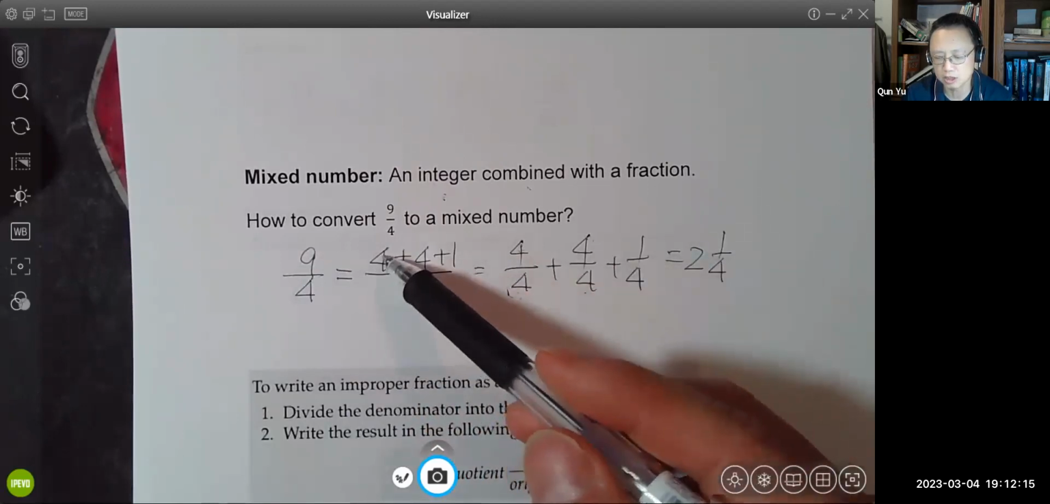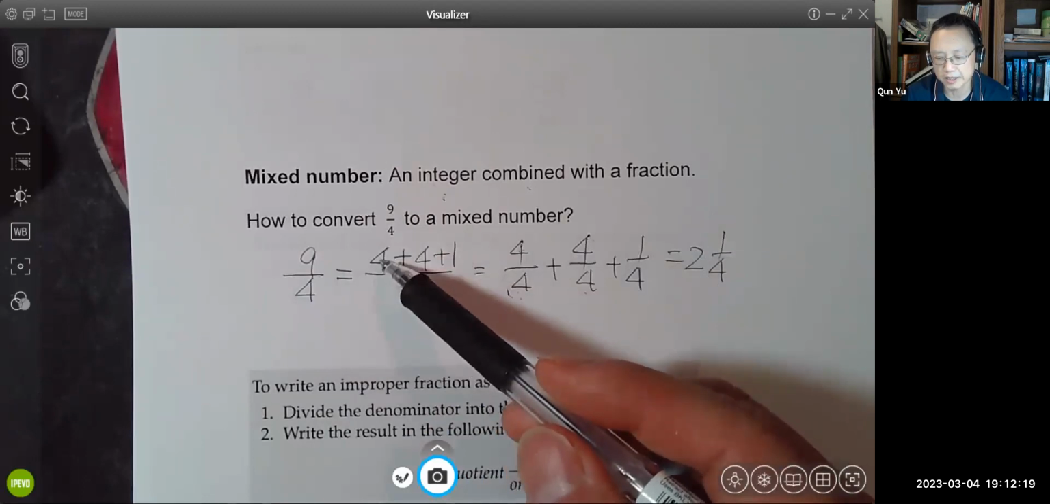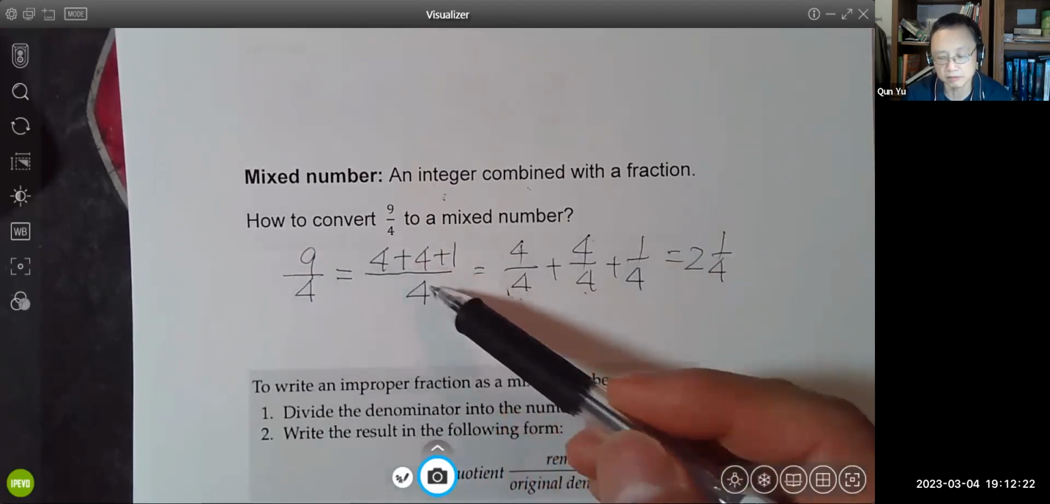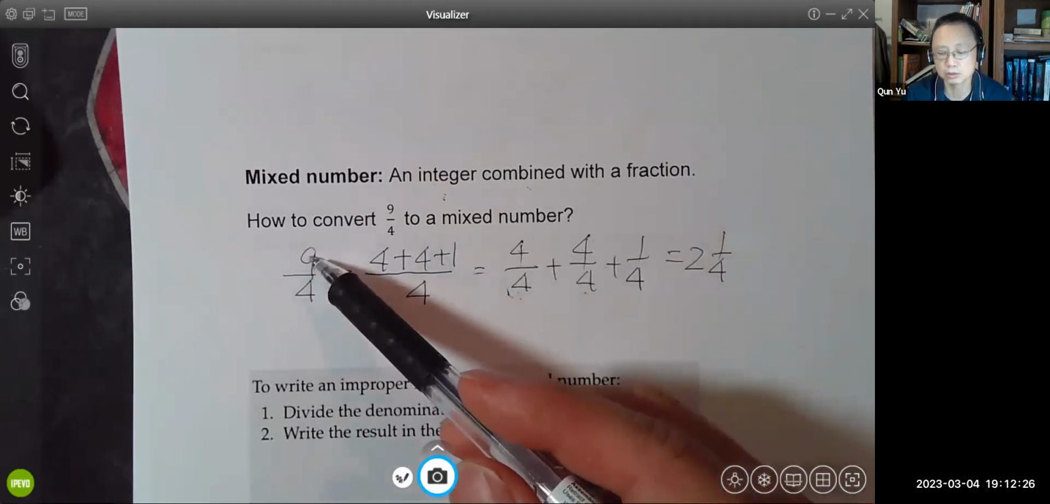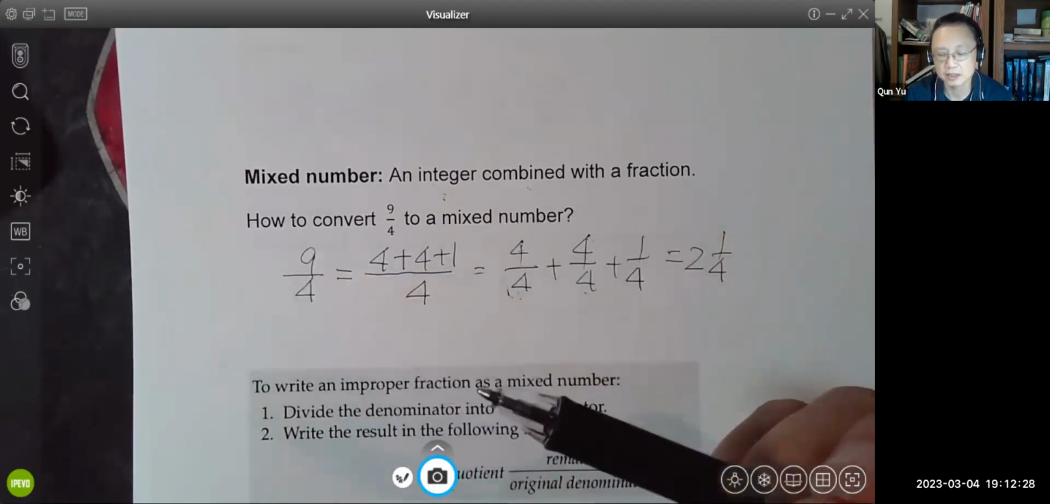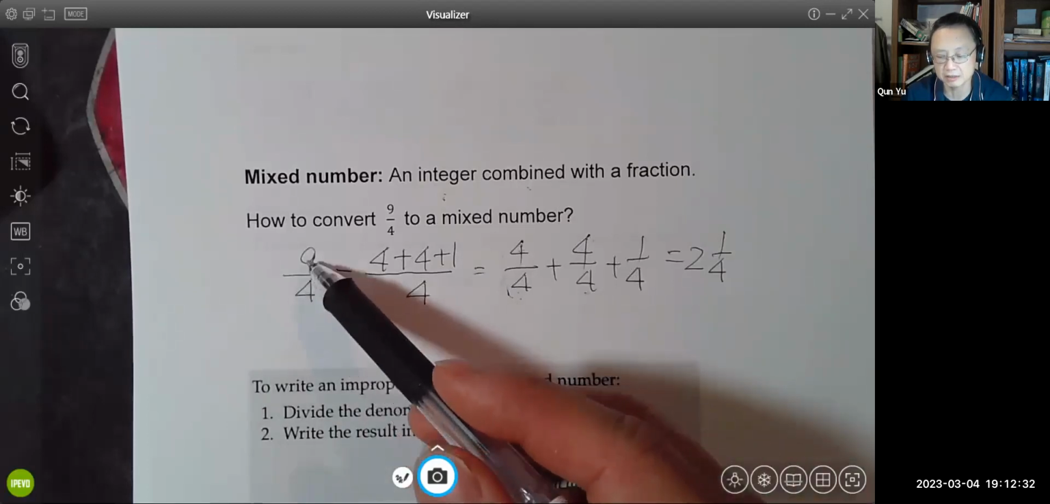So there's one 4, another 4. That's why you have 2 as a whole. Each 4 in 9 gives you 1 whole, because 1 whole is divided into 4 parts. So in other words, we just need to do division. Division tells us how many of the second number, which is the divisor, are in the first number.